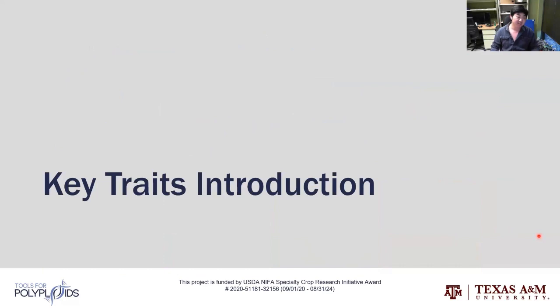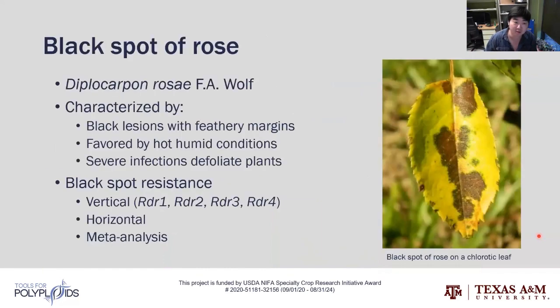So I want to give a little bit of introduction about the key traits that I'm going to talk about later for genomic selection. The first one is black spot of rose. This is probably the most well-studied fungal pathogen and fungal resistance in the crop. It is characterized by these black spots, and they start out really small. Early in the season, the plants will look really great. They won't have anything on them.